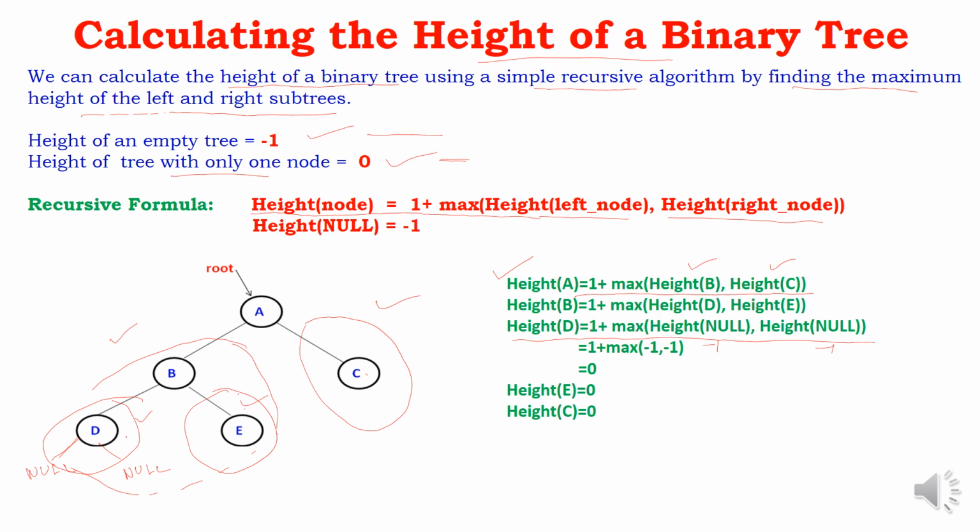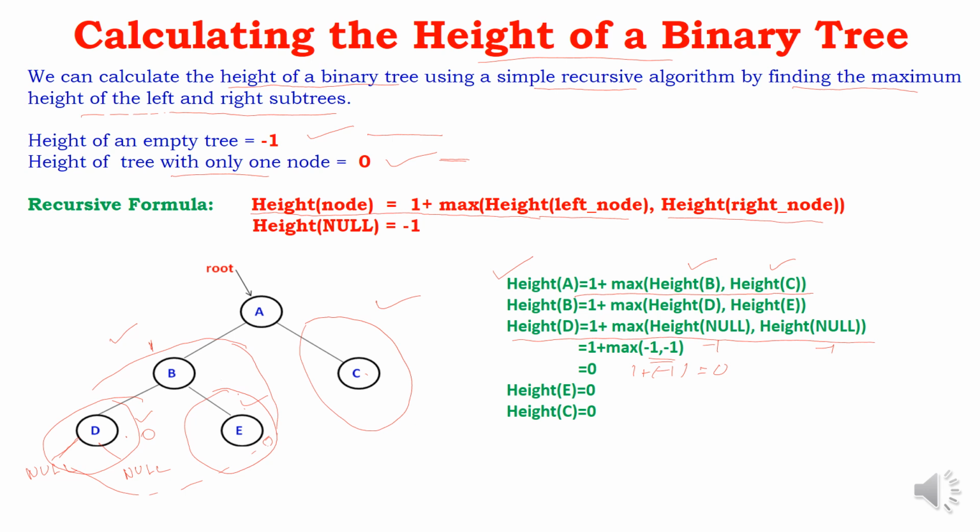Height of null is minus 1, right? It is an empty binary tree. So height of an empty binary tree is minus 1. So 1 plus maximum of minus 1 comma minus 1. The largest value out of the two minus 1s is minus 1. So 1 plus minus 1 becomes 0. Height of D is 0. Height of E is 0. Then height of B is 1 plus maximum of 0 comma 0.